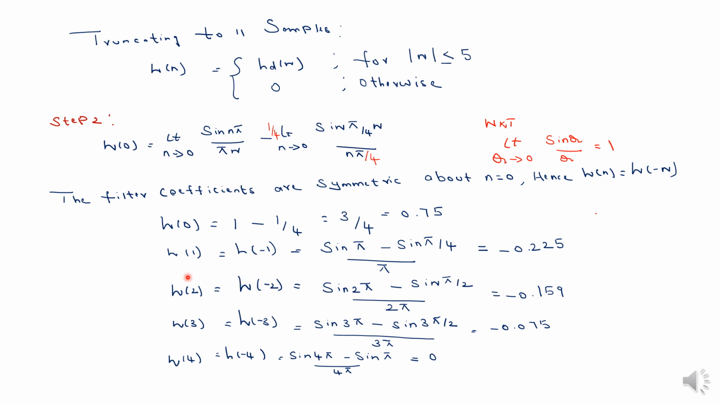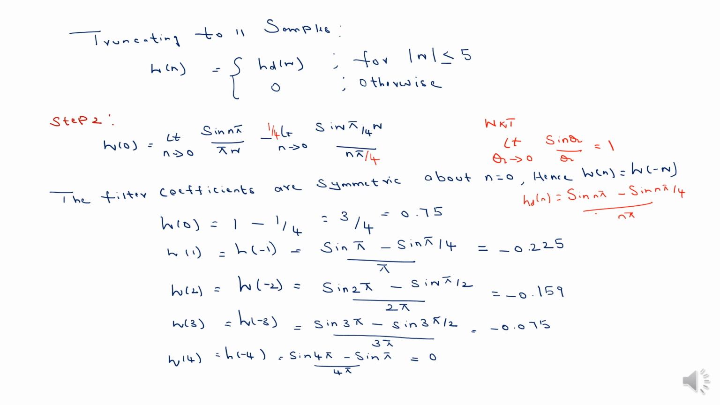Similarly, for n is equal to 1, in the impulse response, we need to substitute n is equal to 1. So, what is our impulse response formula? I'm writing it here for easy understanding and reference. So h of d of n is what? Sine n pi minus sine n pi by 4 divided by n pi. So this is the formula.